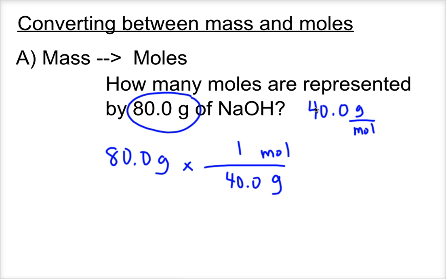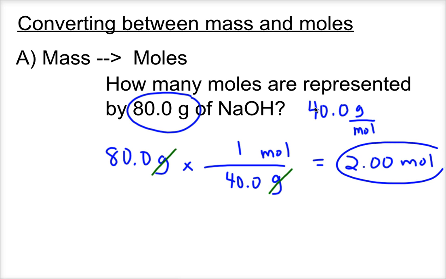Well, we already know that information from the previous problem. But notice that in this particular problem, grams will cancel, but now we're dividing by this molar mass. We're not multiplying. So 80 divided by 40, of course, is going to give you the quantity of 2. We're going to maintain significant figures. 80.0 had 3 sig figs to begin with, so we're going to end up with 2.00 moles as our final answer for this problem.